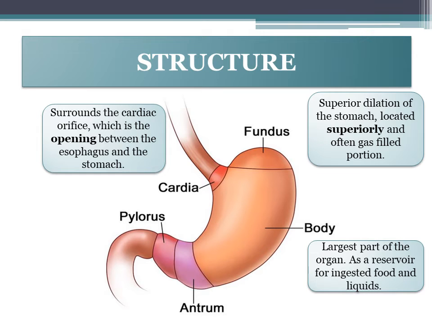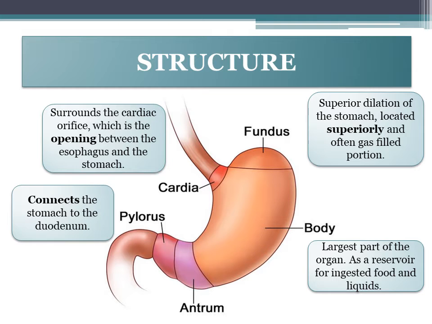Next, we have the body, which is known as the largest part of this organ because it serves as a reservoir for ingested food and liquids. And lastly, we have the pylorus, which connects the stomach to the duodenum. The pylorus is divided into 2 portions, which are the pyloric antrum and the pyloric canal. The pyloric antrum is a wide end joining the lower part of the body and connecting with the pyloric canal, whereas the pyloric canal connects the stomach to the duodenum.